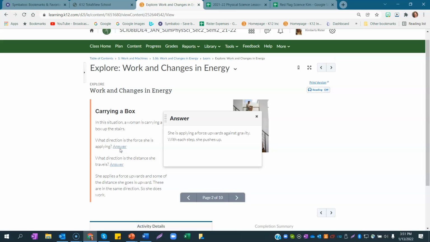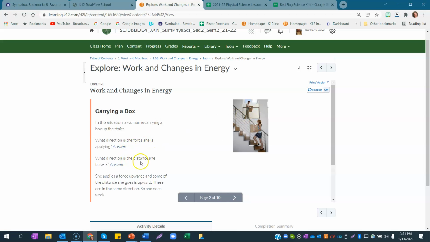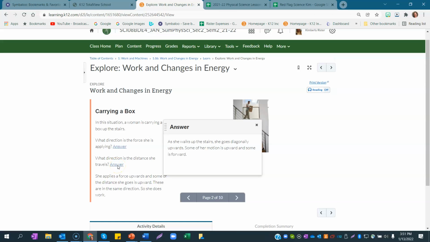So she's applying a force upwards against gravity. With each step, she's pushing up. What direction is the distance she travels? As she walks up the stairs, she goes diagonally upwards. Some of her motion is upward and some is forward. So know that when you're talking about direction, it's not necessarily just north, south, east, west. It can be up, down, left, right, diagonally. Any word that describes the direction would be a directional word.